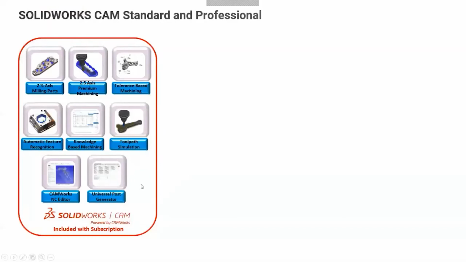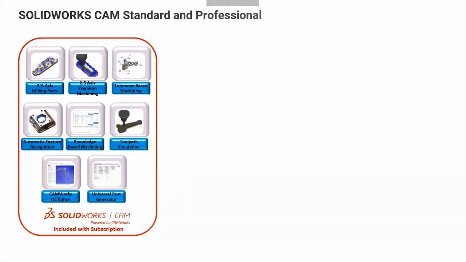So with the standard package, you do get your basic 2.5 axis milling. There's the tolerance-based machining. The AFR, the automatic feature recognition, and the knowledge base, things that we had covered are available, along with the toolpath simulation. It comes with an NC editor that allows you to edit the G code. And then there's a universal post generator also, and that's a tool that allows you to edit a post processor or even help you create one.